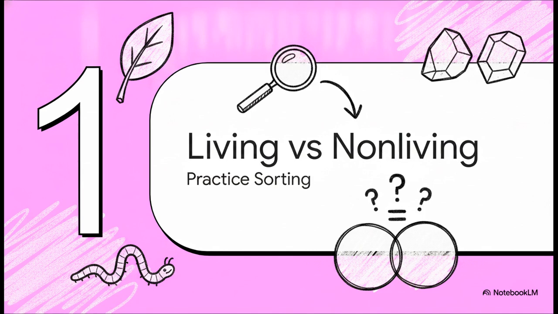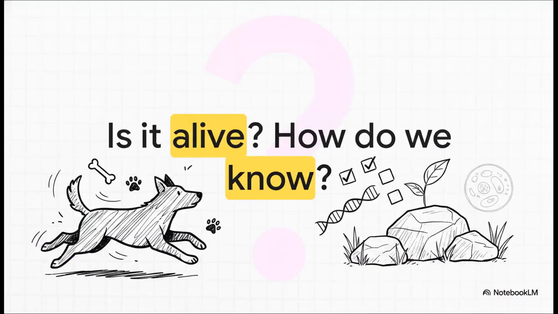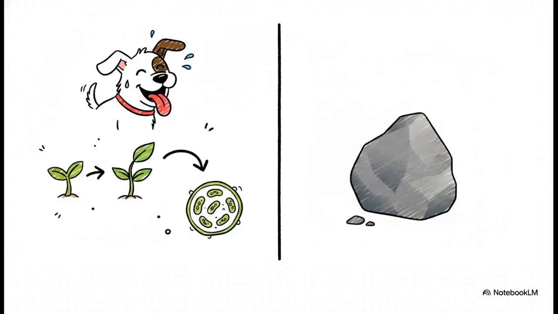Section 1. Living versus non-living practice. Before we can really talk about how life survives, we've got to make sure we know exactly how to categorize the world around us. Basically, is it alive? And more importantly, how do we actually know? I mean, think about a dog running through a park and a rock sitting right next to it in the grass. We all know the dog is alive and the rock isn't. But what specific biological boxes does that dog check that the rock just totally fails to meet? Have a guess.